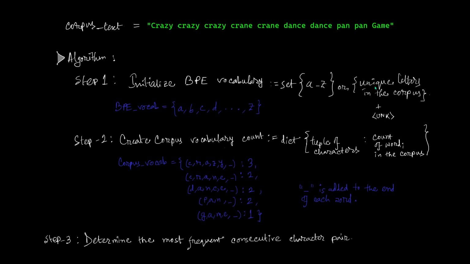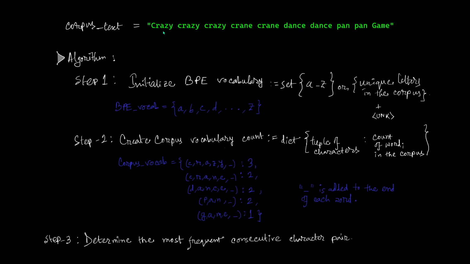After we have initialized our BP vocabulary, we go to the corpus vocabulary and create a dictionary which will store the counts for the different words, and the words will be split into tuples of characters.